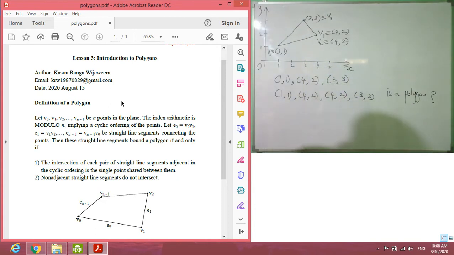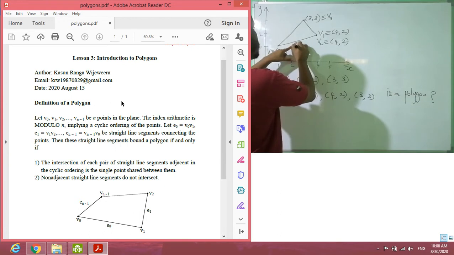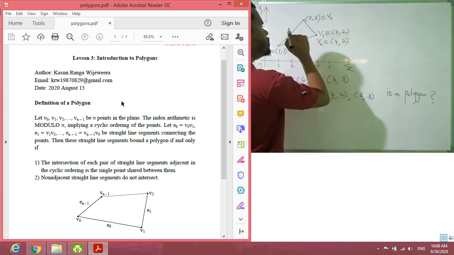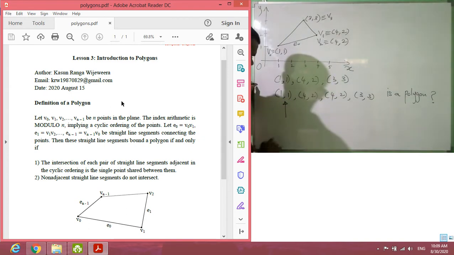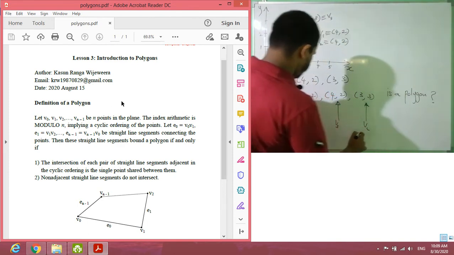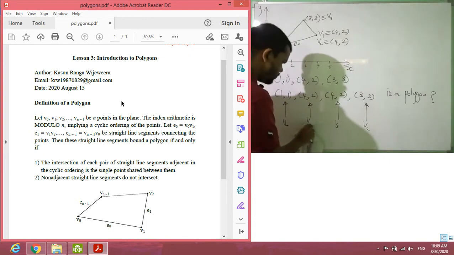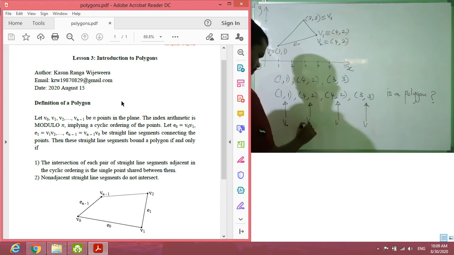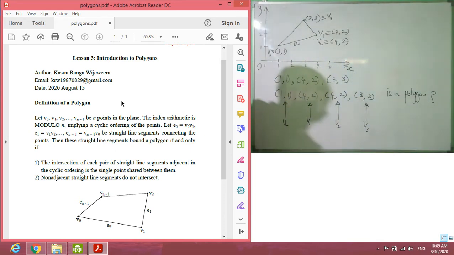It's a polygon. Okay, is this a polygon? Now we have to check. Now they are in the cyclic ordering, and if you consider edges, this one is E0. Here this one is our V0, this one is our V2, V3. Now joining V0 and V1, we have E0.